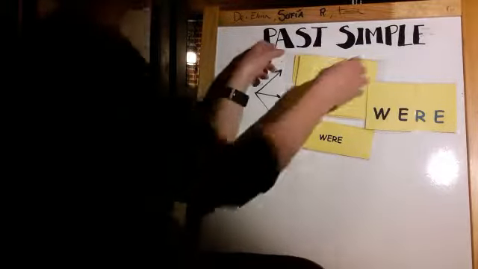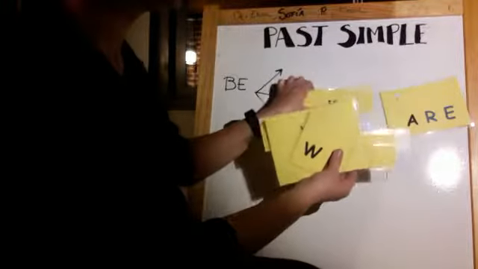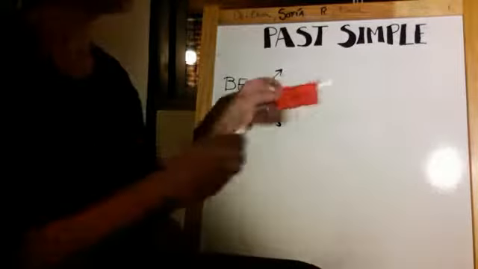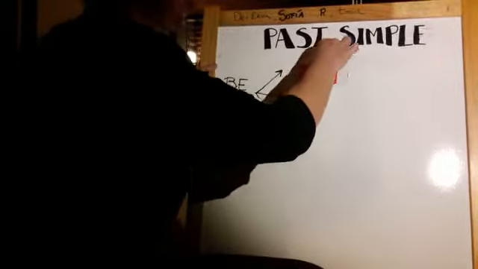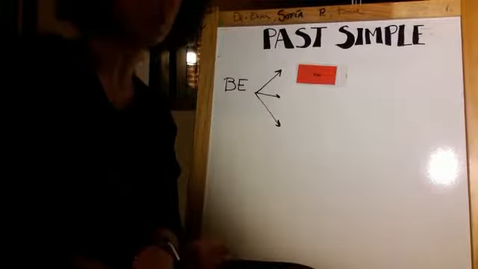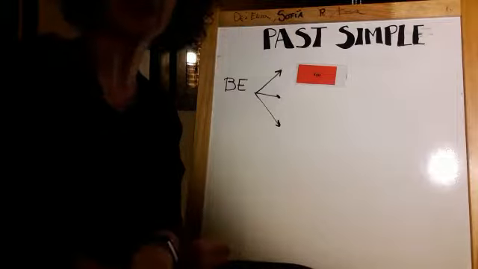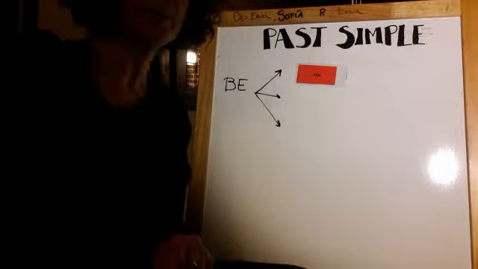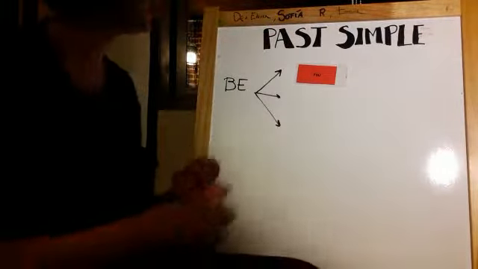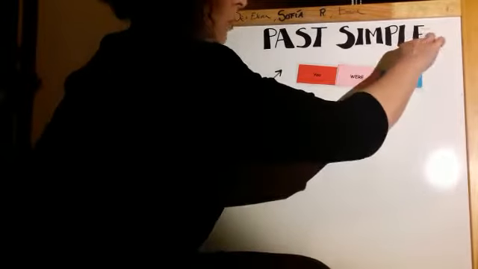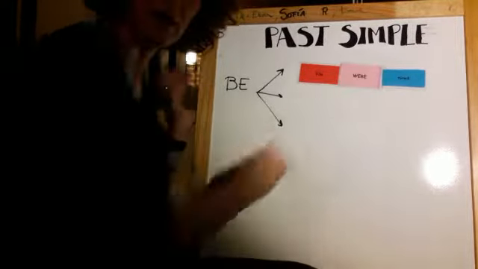Let's start practicing all these. So, for example, let's take a subject. I'm going to take you. What will you say? I was or I were? In present we will say you are. So in the past must be you were. You were tired maybe? Okay, you were tired.